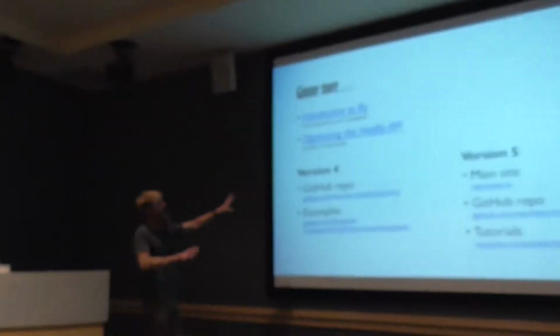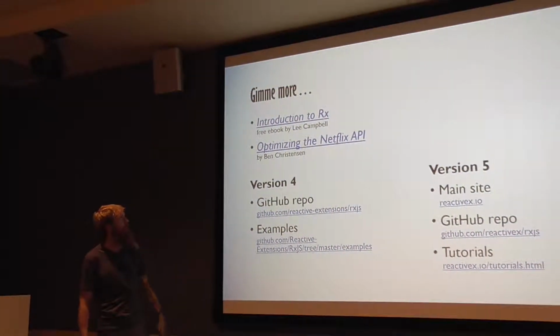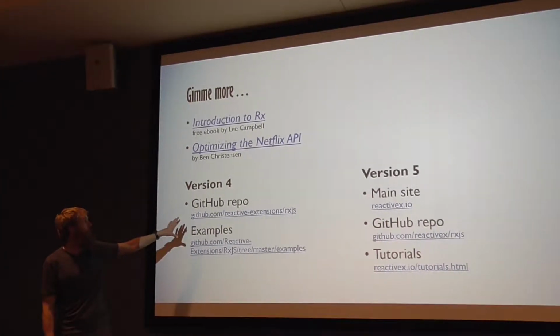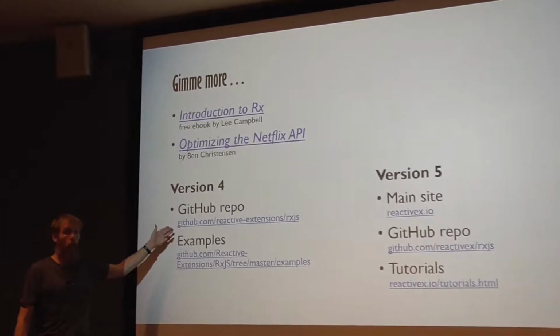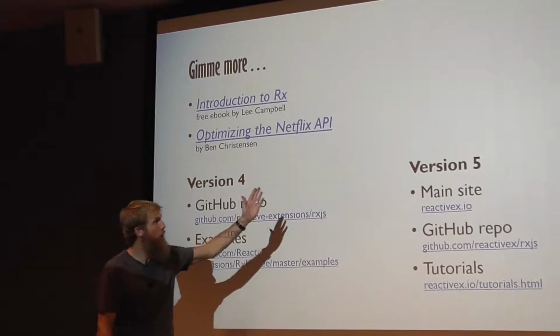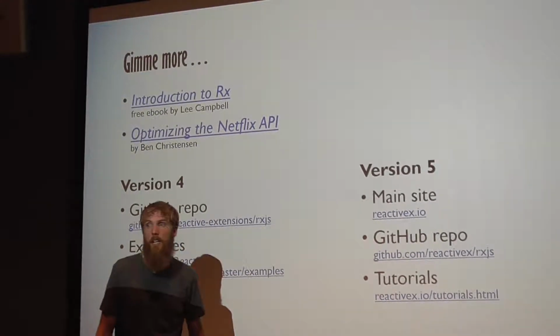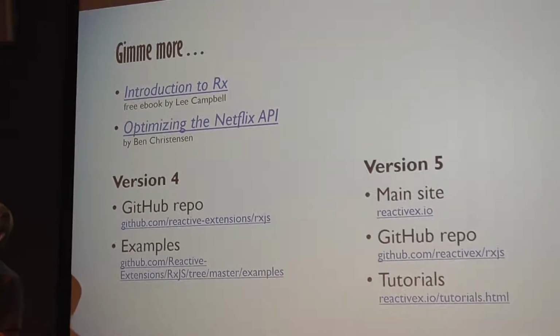Like I said, it is kind of split into 2 pieces. These are the 2 best ways to learn Reactive Extensions in my opinion. And then go back to version 4 if you want to work with version 4. There it is on GitHub, and there's those examples we were just looking at. Version 5, the main website for that is reactivex.io. Really good resources at reactivex.io.